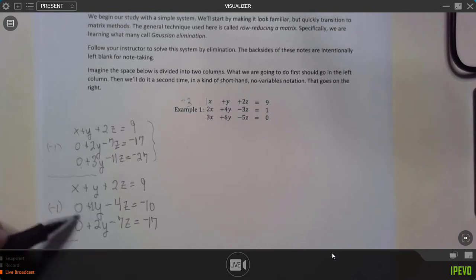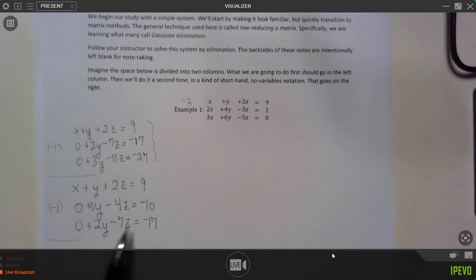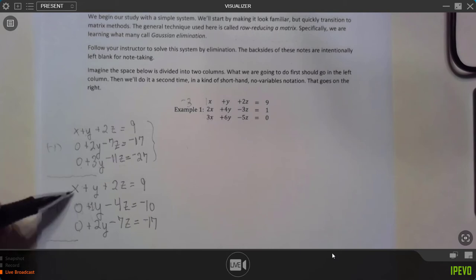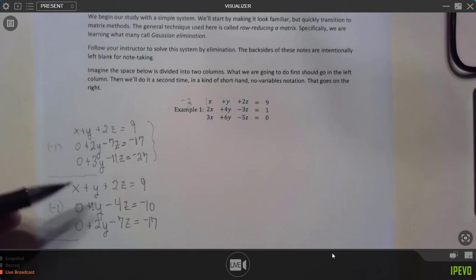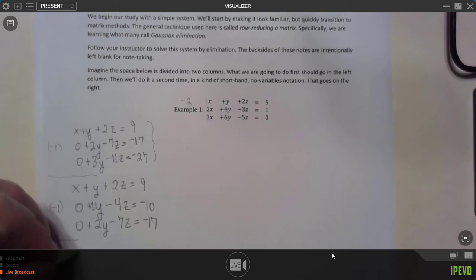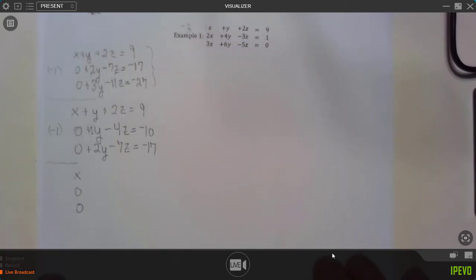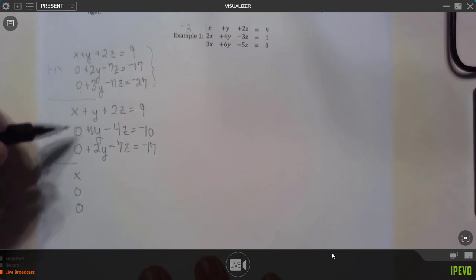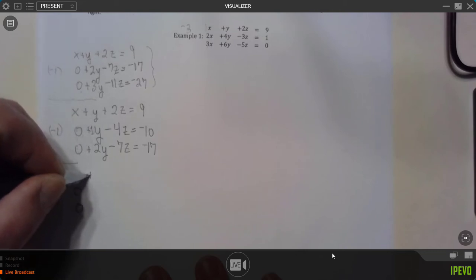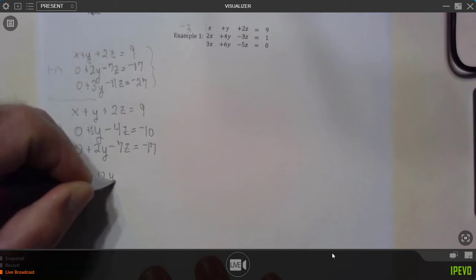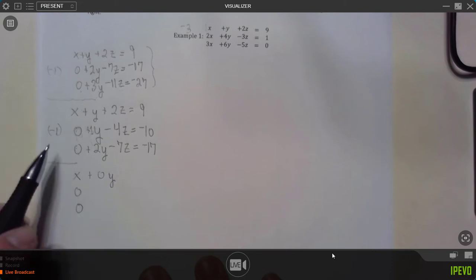So notice this leading 0 now, no matter what multiple I take of the second row and add it to the first or to the third, it's not going to change anything in the first and third columns because we're adding or subtracting multiples of 0. So this initial column here is actually predetermined. We know that it's going to look like that. But now I'm going to take minus 1 times this row, add it up here. So minus y plus y gives me 0y.